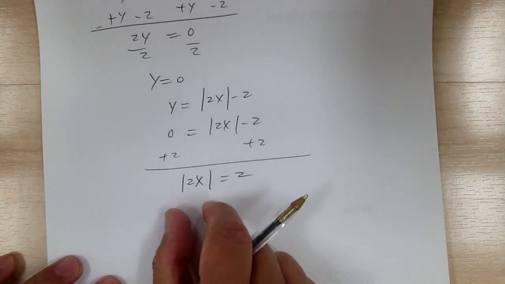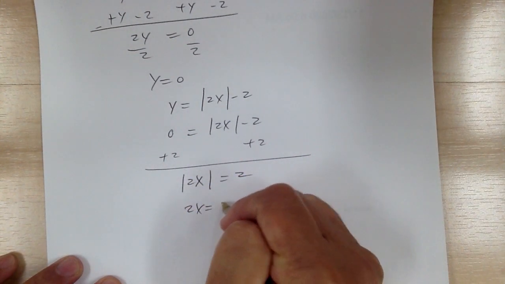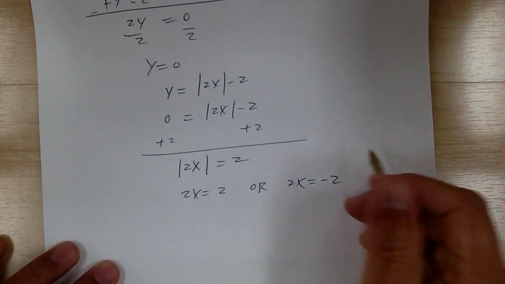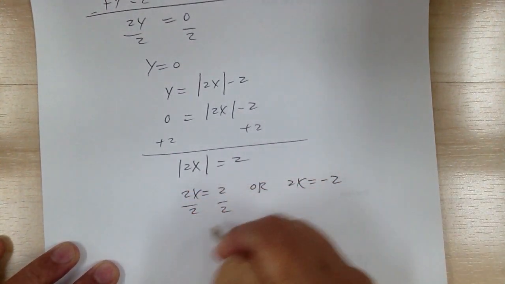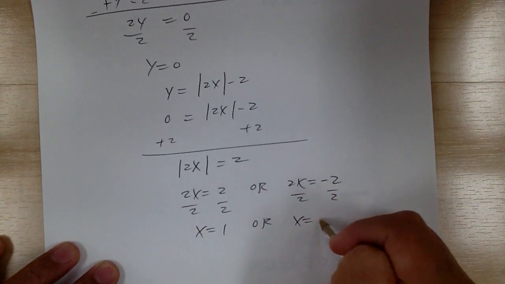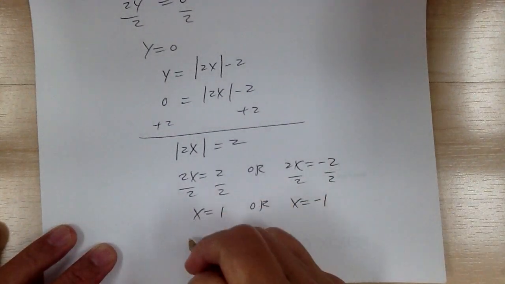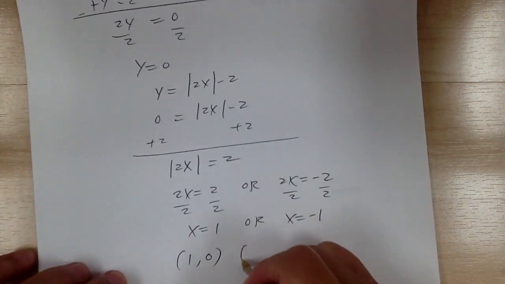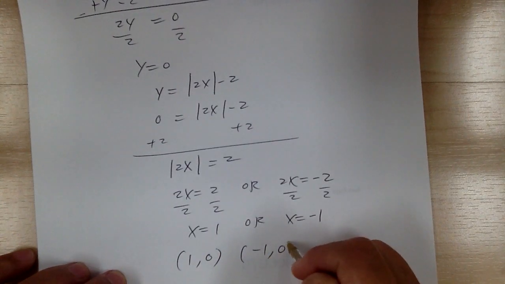Again, the key is to isolate the absolute value. So you got 2x equal to 2 or 2x equal to negative 2. And you can solve by dividing by 2. So you get x equal to 1 or x equal to negative 1. So you got two possible answers. You got 1 comma 0 because y equal to 0, or negative 1 comma 0.